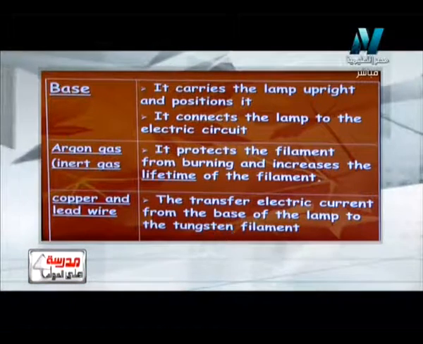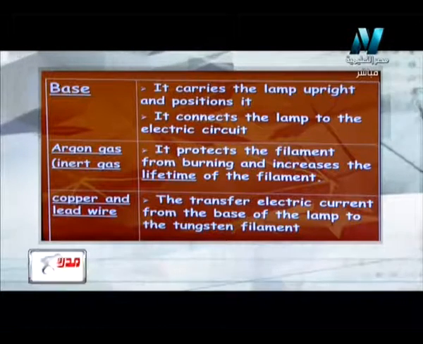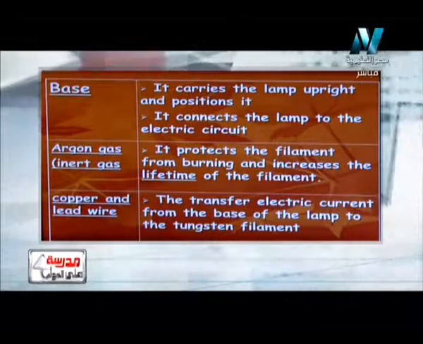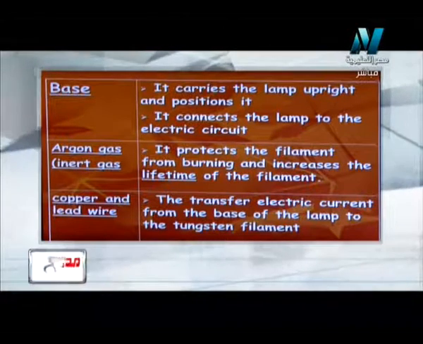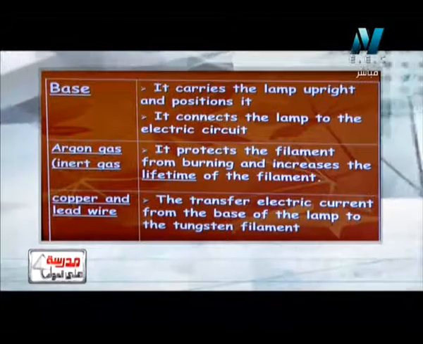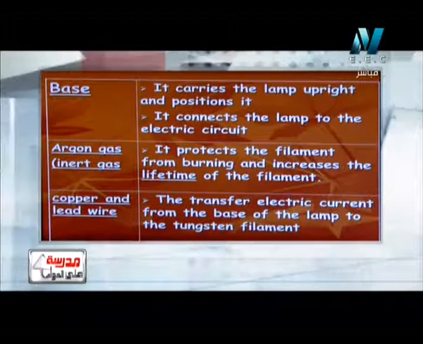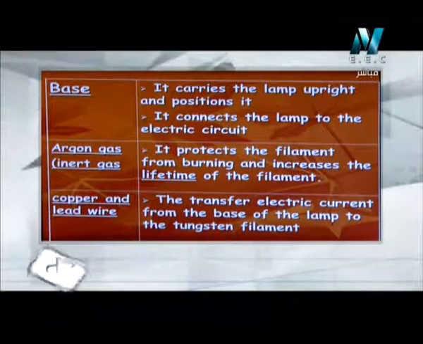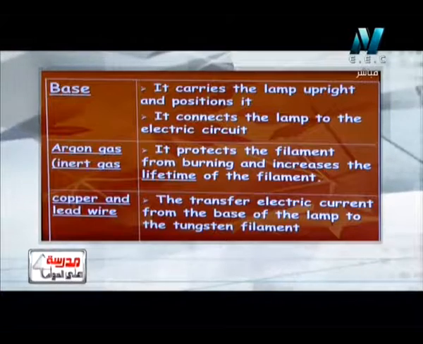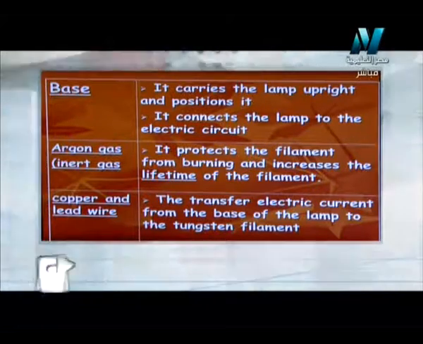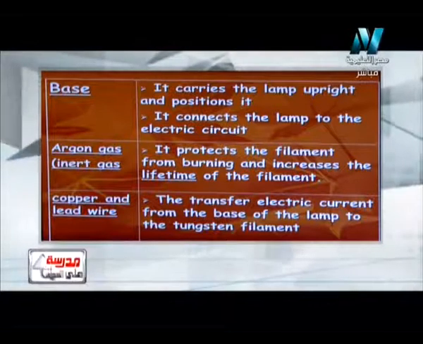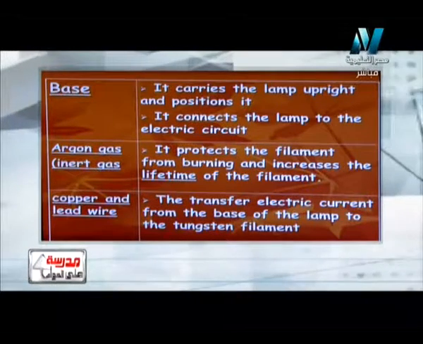So what about the two copper and lead wire? قلنا في two copper lead wires like the V shape شبه حرف ال V هم اللي بيشيلوا tungsten filament and their function is that to transfer electric charges or electric current from the base to the tungsten filament. Again, the function of the copper and lead wire is that to transfer the electric current from the base of the lamp to the tungsten filament.